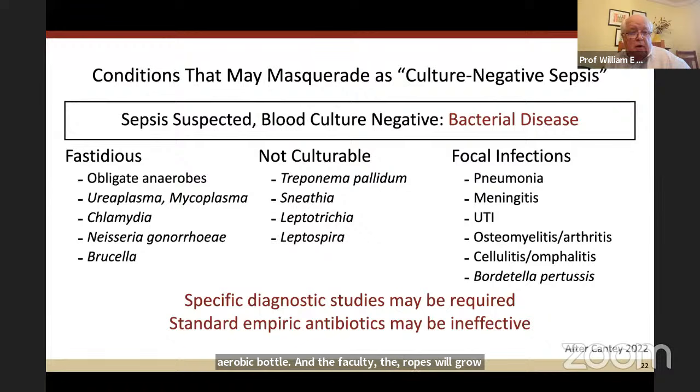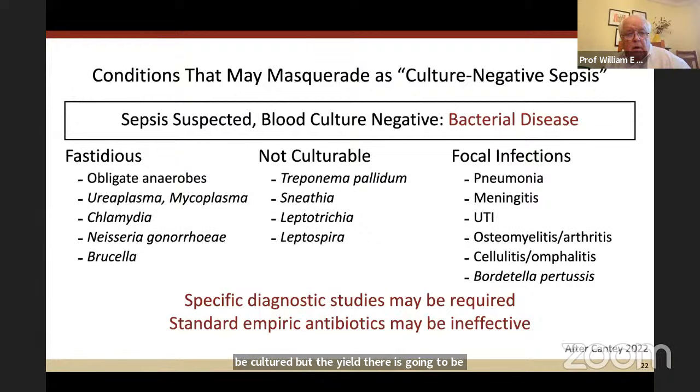Ureaplasma and mycoplasma, of course, can't be grown in routine blood culture media, nor can chlamydia. Neisseria gonorrhea, unfortunately still quite a rampant infection in our populations, is a relatively fastidious organism and isn't routinely recovered with reliability with routine cultures. And brucellosis is another fastidious organism, which may be cultured, but the yield there is going to be lower.